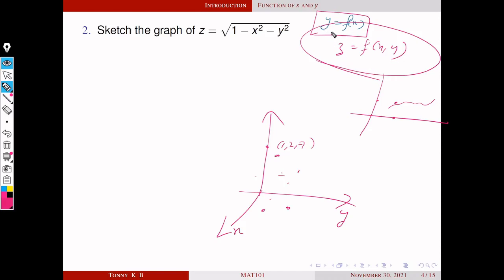Y is equal to f(x) gives a curve in 2D. Similarly, z is equal to f(x, y) gives a surface in 3D. Okay, then how to plot such functions? Then this is a very simple function. You can easily plot this. What is this?